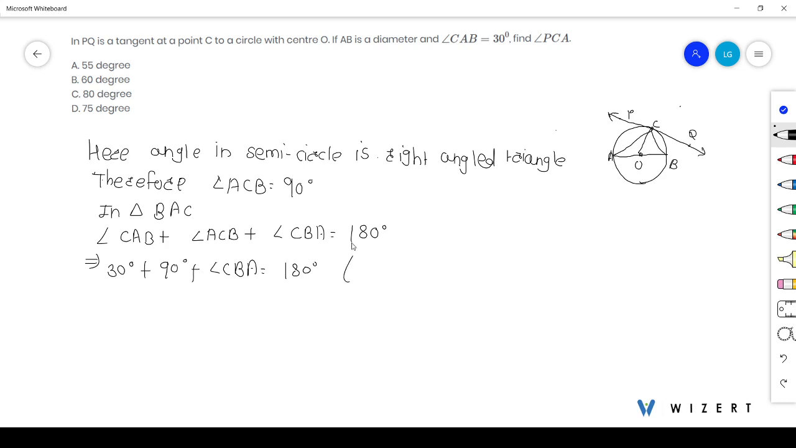We have given here angle CAB equals 30 degrees. So from this, angle CBA equals 180 degrees minus 30 degrees plus 90 degrees, which means 120 degrees. So angle CBA equals 180 degrees minus 120 degrees. So it is 60 degrees.